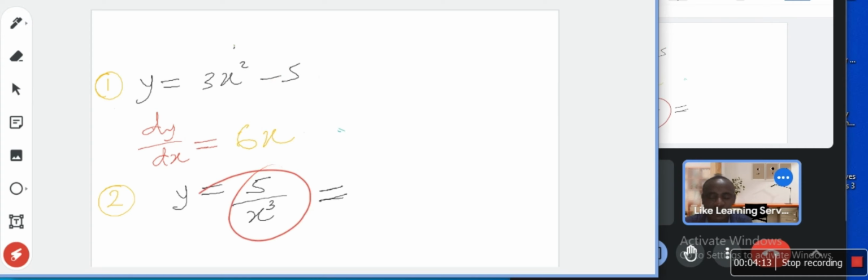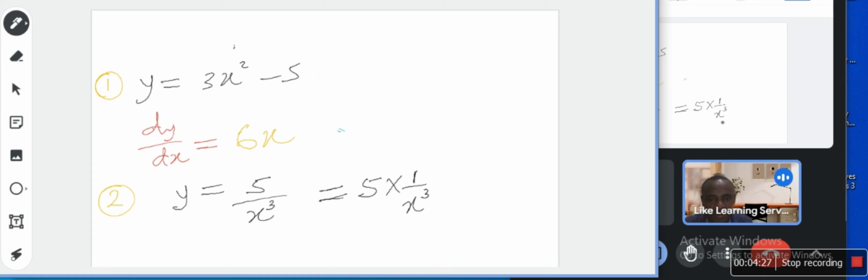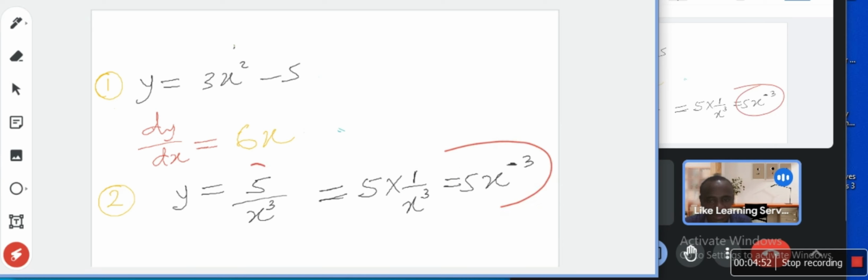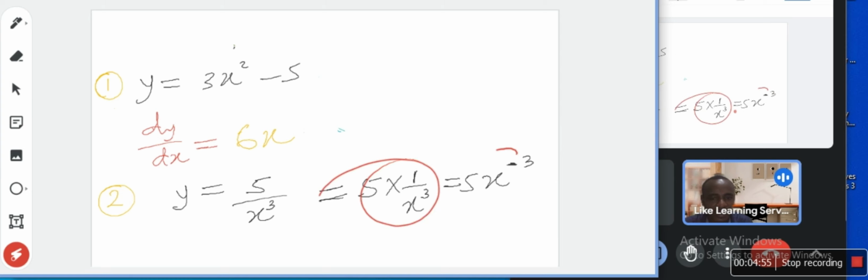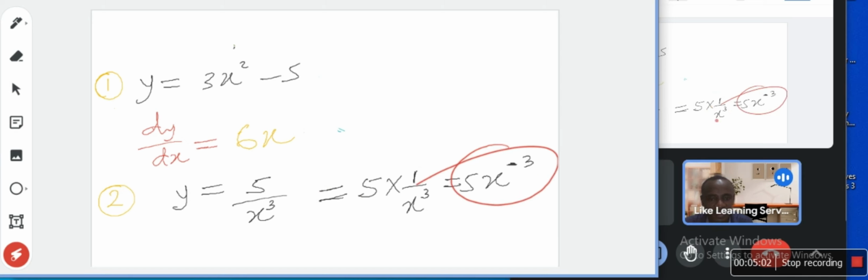Okay, how about this one? This is 5 over x cubed, right? By indices, it is the same thing as writing 5 times 1 over x cubed. I hope you know that's what it means. Because 5 times 1 over x cubed is the same thing as 5 over x cubed. Now 1 over x cubed in indices is x raised to the power minus 3. So this is 5 times x raised to the power minus 3, or simply 5x raised to the power minus 3. This is the same thing as this. I hope you're seeing it. Okay, that's 5x raised to the power minus 3.